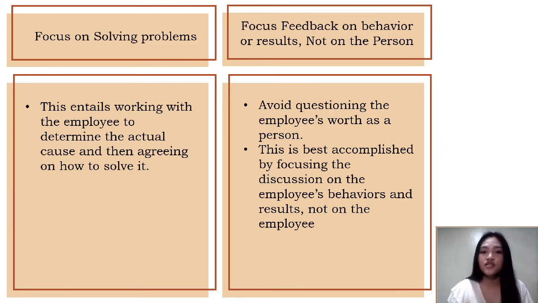Next is focus on solving problems. This entails working with the employee to determine the actual cause and then agreeing on how to solve it. This is like the problem-solving approach in the last slide. Next one, focus feedback on behavior or results, not on the person. Avoid questioning the employee's worth as a person. This is best accomplished by focusing the discussion on the employee's behaviors and results, not on the employee. This can also be an act of professionalism.